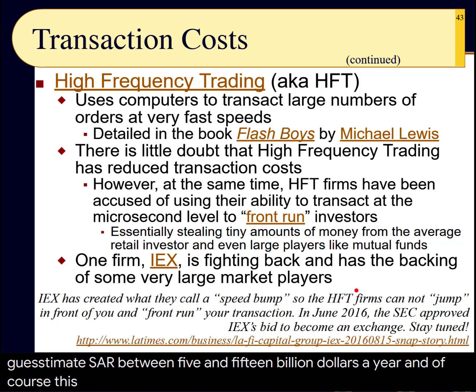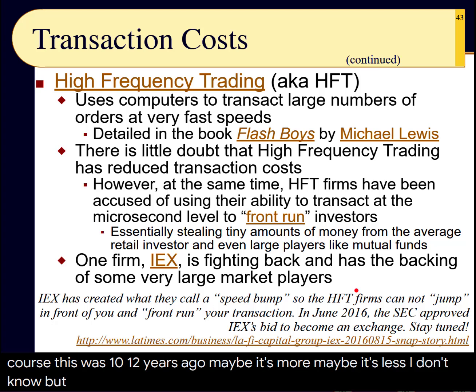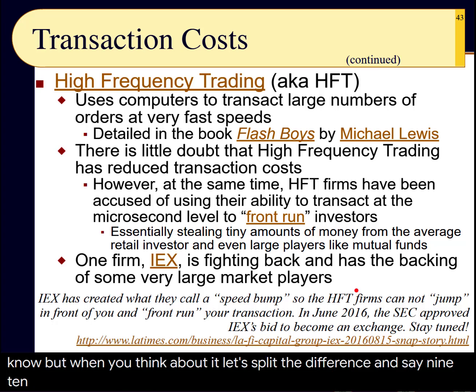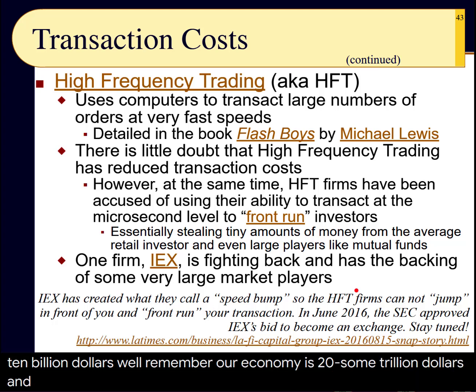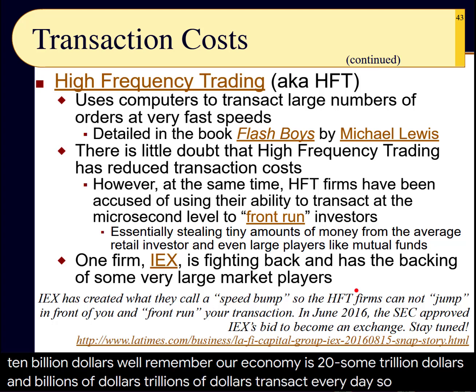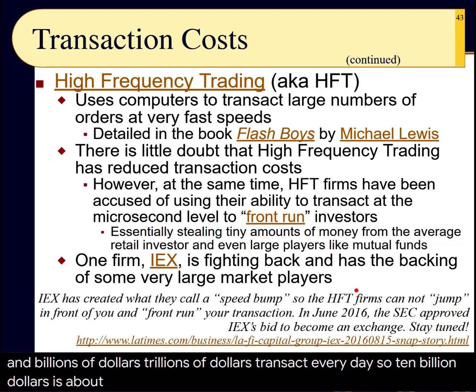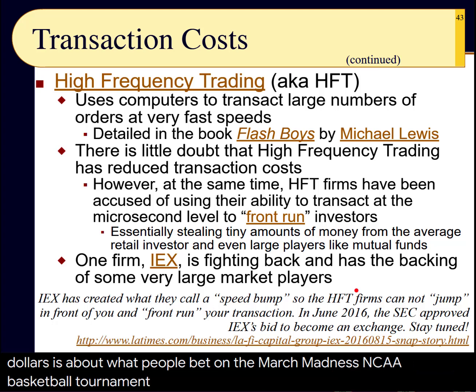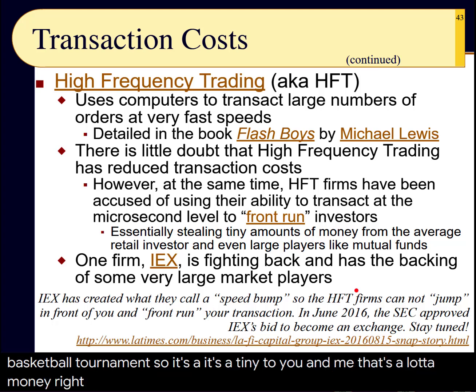And of course, this was 10, 12 years ago. Maybe it's more, maybe it's less, I don't know. But when you think about it, let's split the difference and say $9, $10 billion. Well, remember, our economy is 20-some trillion dollars, and trillions of dollars transact every day. So $10 billion is about what people bet on the March Madness NCAA basketball tournament. So to you and me, that's a lot of money, right? But in terms of the economy, oh well.